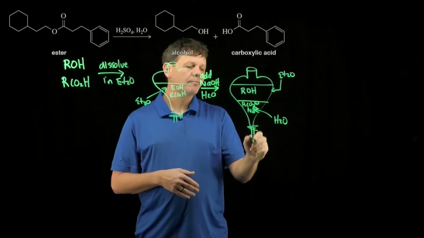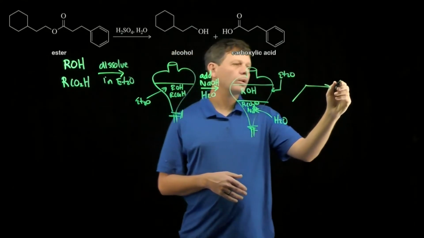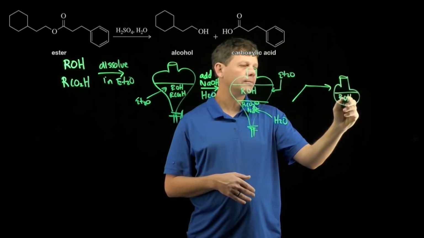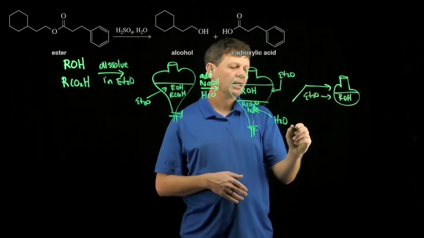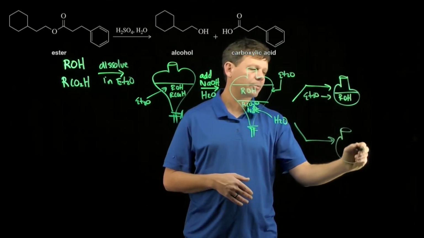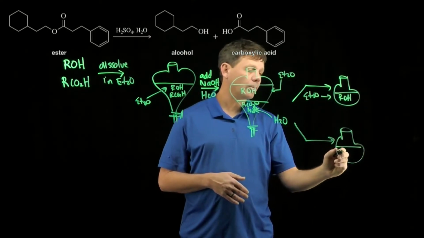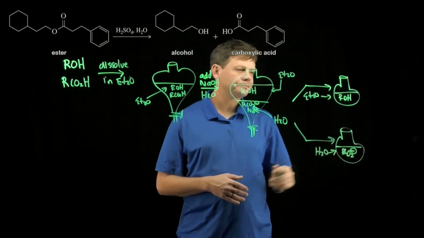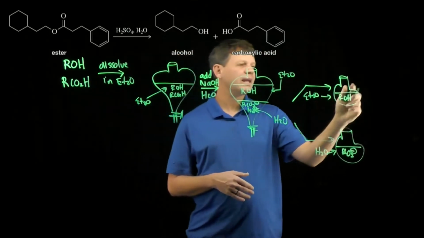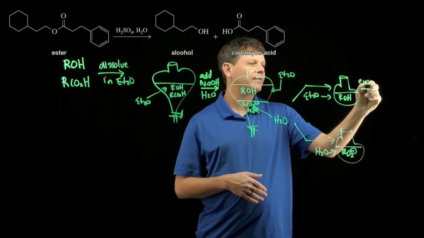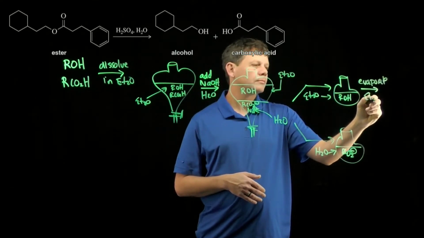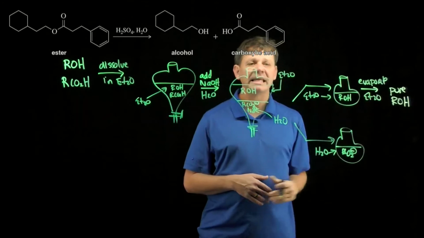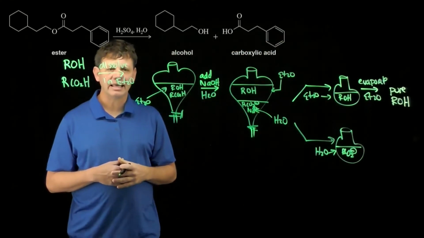Well, using our sep funnel, we can now separate them to where we have a flask that contains only the alcohol in ether and a flask that at least temporarily has only the carboxylate in water. Well, if we take this and evaporate the ether, we now have the pure alcohol. So we've at least succeeded in one thing of getting the alcohol.